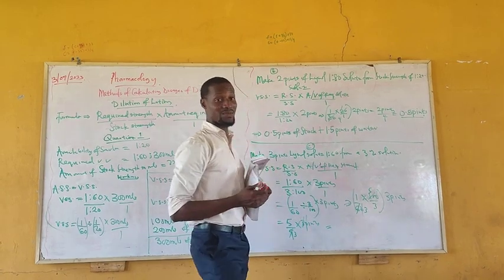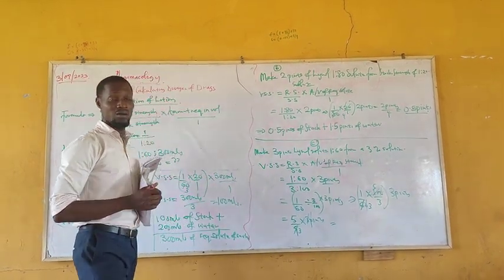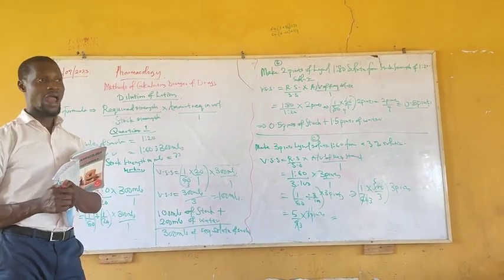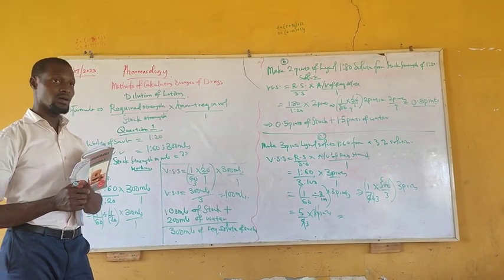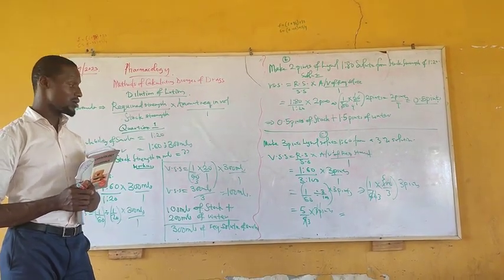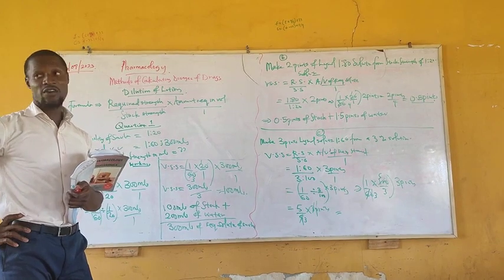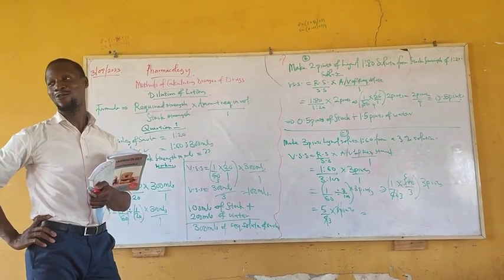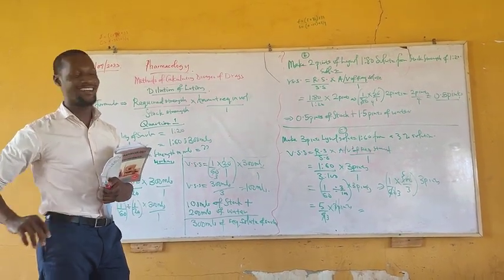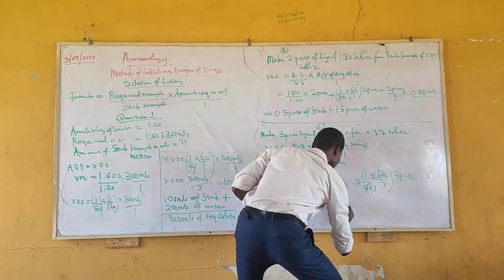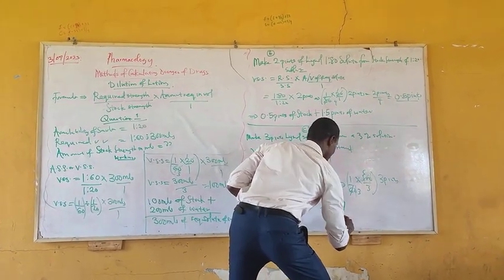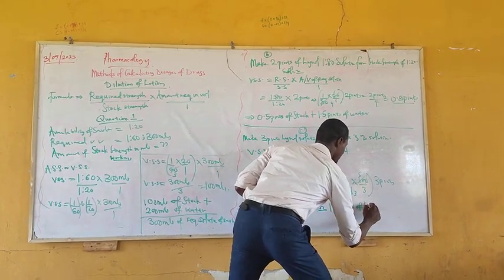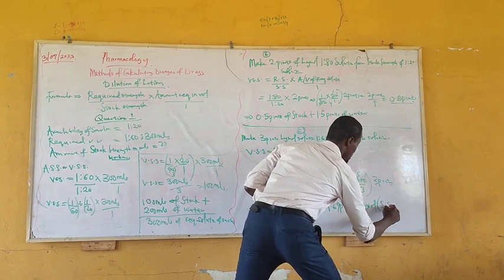I want it in decimal. 5 over 3. I need the correct figure. It should be 1.6 something, 1.67. Yes, just 5 over 3. 5 over 3 is 1.66, approximately 1.7. So we have 1.67 pints of Lysol, of the stock solution.